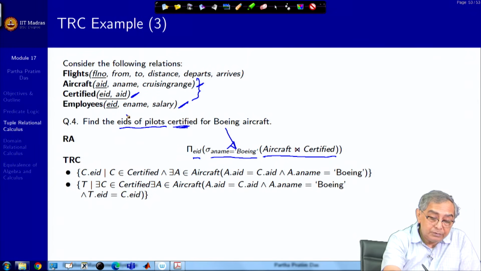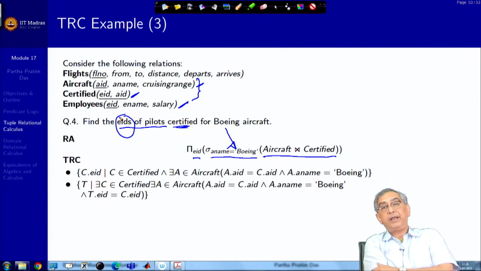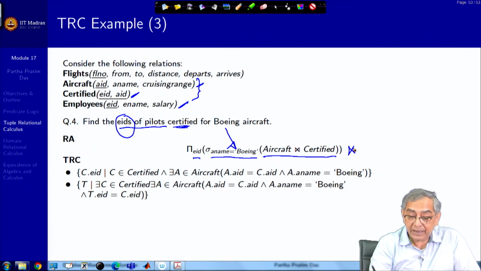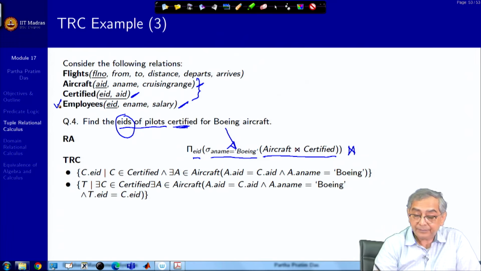Here you have been asked to find the employee ID. If you are asked to find the name, then what will you have to do? You will have to join again, because the name is available in the employees table.